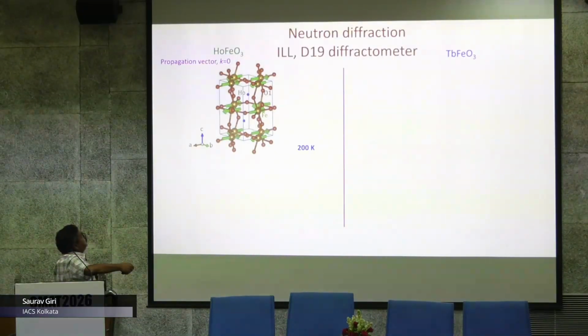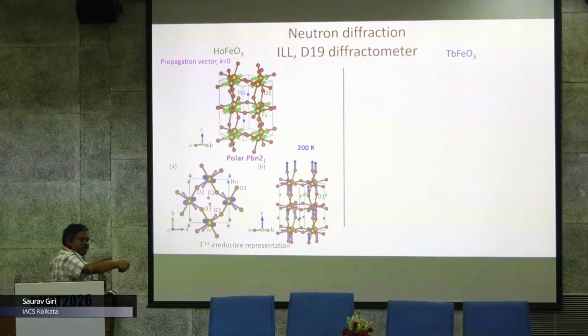To address this issue, we performed neutron diffraction. It was done at ILL on D19. We started calculating the displacement, because this has a collinear magnetic structure. It cannot directly explain the origin of ferroelectricity. So only the atomic displacement can explain it, but with the Pbnm high temperature structure we could not explain it.